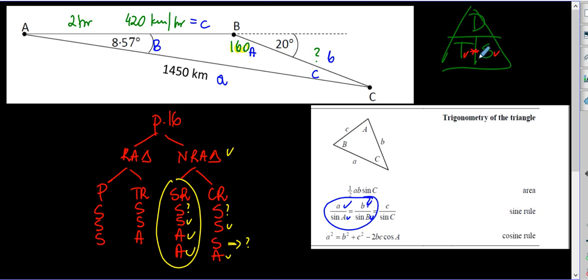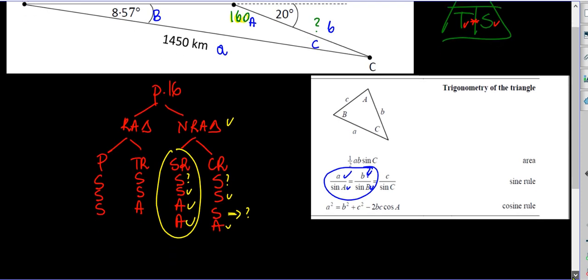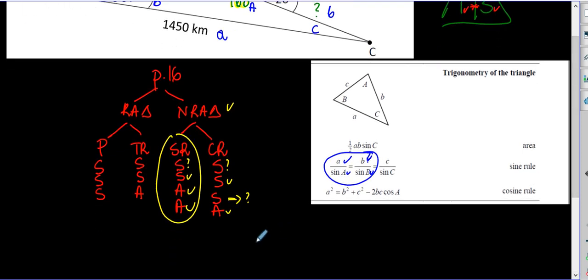So if I multiply 2 hours by 420 kilometers per hour, I'm going to get my distance. Actually, I could consider the cosine rule as well, but we said sine rule, so let's go with sine rule. Let's put those values in.